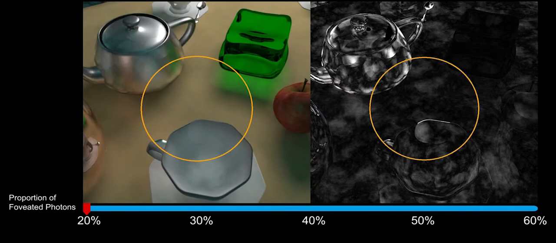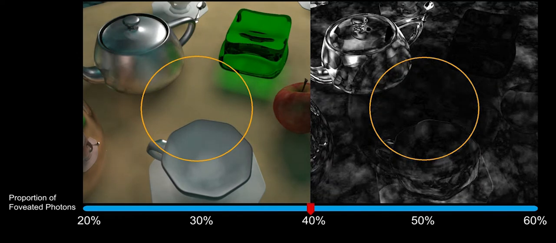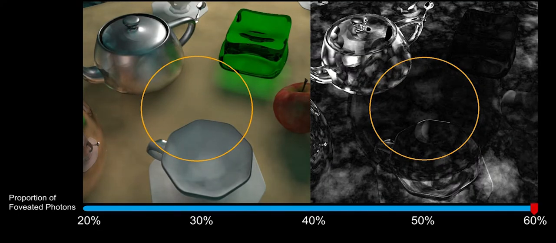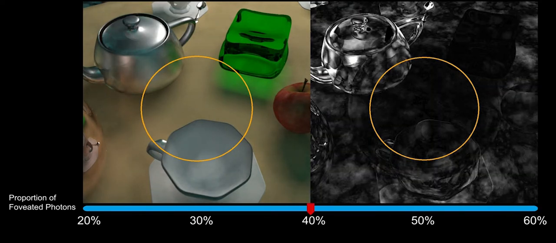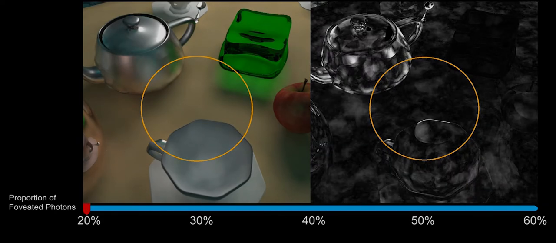Several parameters of our method affect the image quality in the foveal and peripheral regions. The quality changes with the proportion of foveated photons, the number of light photons, and the number of foveated photons. The error in the foveal region decreases as the proportion of foveated photons increases from 20% to 40%, and increases as the proportion increases from 40% to 60%, because if the light photons are too sparse, the flux of foveated photons is incorrectly estimated.